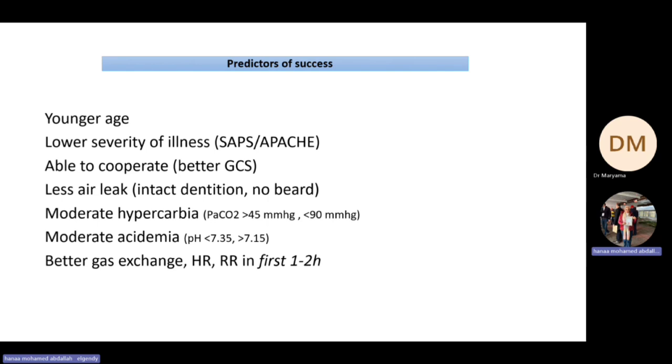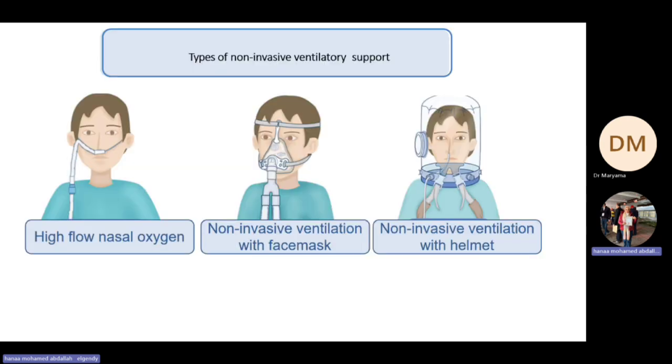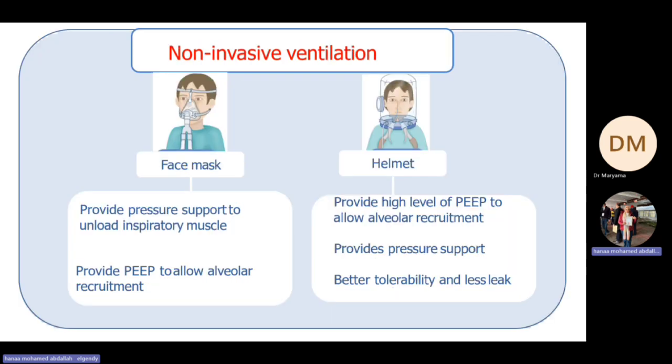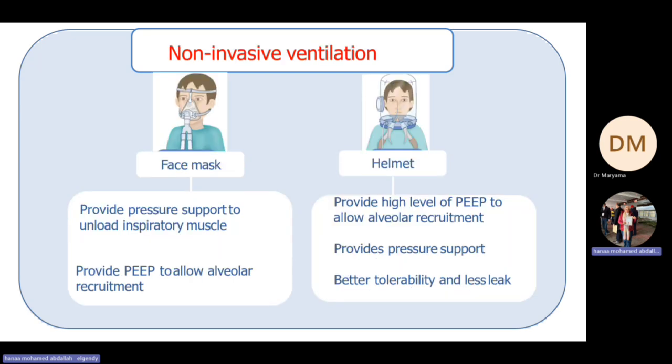What are the types of non-invasive ventilatory support? We have different types, including the high-flow nasal cannula, non-invasive ventilation with face mask or nasal mask, and non-invasive ventilation with a helmet. The high-flow nasal cannula gives the effect of PEEP, which ranges from 5 to 8 centimeters of water. We use a high flow from 40 to 60 liters per minute using the active humidifier. It will wash the dead space and reduce the inspiratory effort of the patient.